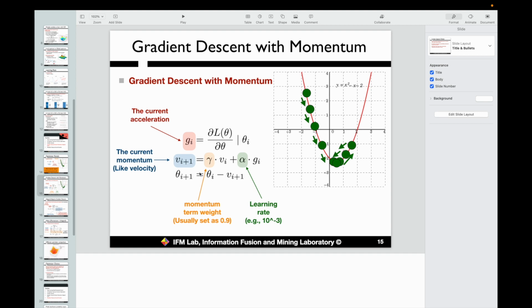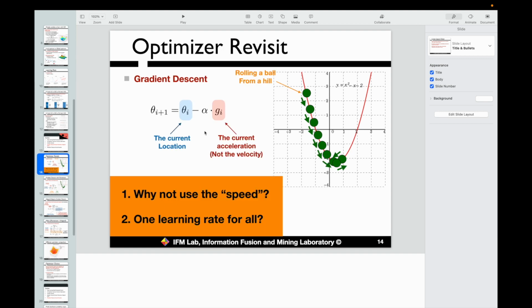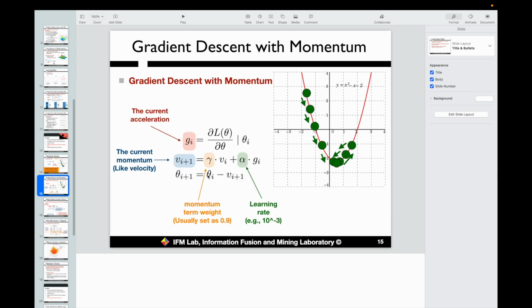Okay, so with this speed, we can update the location of the ball, or the value for the variable. We update according to the formula theta i plus 1 equals theta i minus the speed. You can follow me, right? So in this way, we update the locations of the ball according to the speed. It makes more sense than the previous equation, because updating the location according to acceleration would be somewhat weird, right? Here we are updating according to the momentum, like the speed of the ball, and then we can decide the new locations.